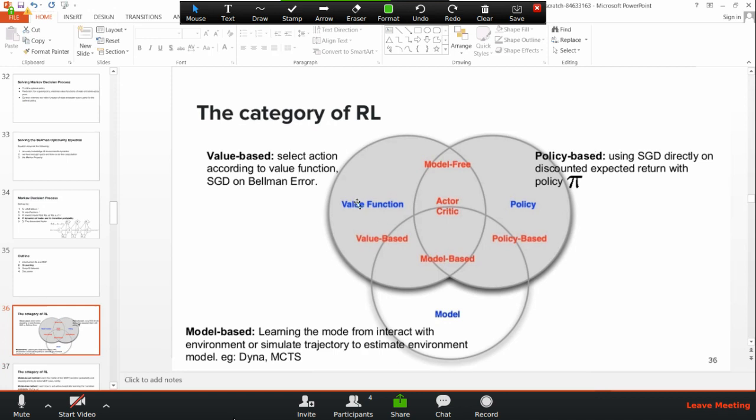And if you have some intersection of these two, you have actor critic based methods, which we have discussed, which use the advantages of both. That is one set of algorithms. Then there is another set of algorithms called model free and model based. Model based means you already have a model, in the sense that you know your rewards and you know your transition probabilities.